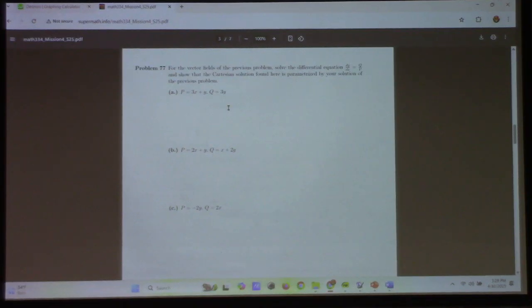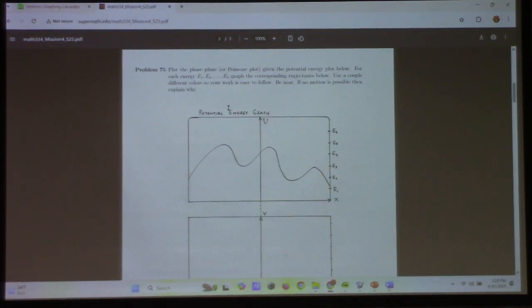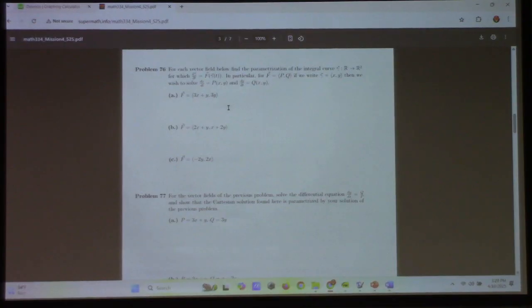Should something this complicated be on our test? I think part C would be totally reasonable for the test, yeah. And I think problem 76 would be totally reasonable for the test, right? Problem 76 would be totally reasonable. Anyway, sorry about those. Thanks, guys.